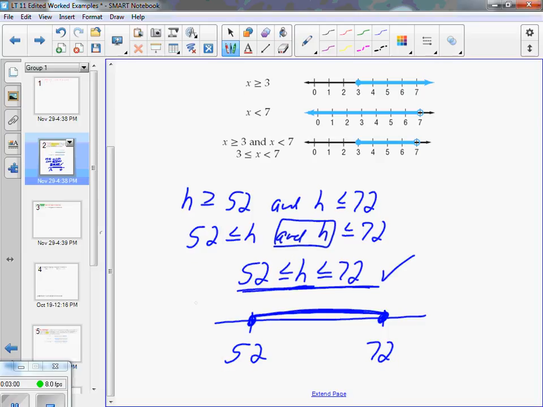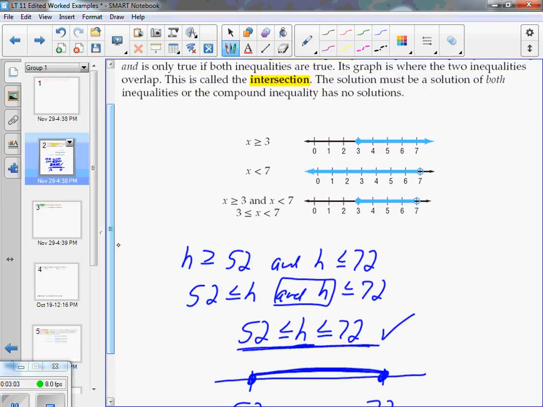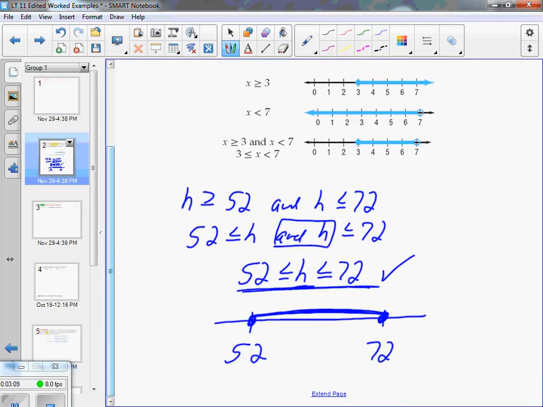Okay. Now, let's go back to what this is. All right, its graph is where the two inequalities overlap, because again with this one, if I graphed h is greater than or equal to 52, I'd color that in, and I'd do that, right? And if I graphed h is less than or equal to 72, I'd color that in, I'd go this way. Where do the two graphs overlap? Right here where I said they did. With an and, it's where the two graphs overlap. Because where the two graphs overlap are the solutions of both inequalities. It's got to be both. Okay? Got to be both.